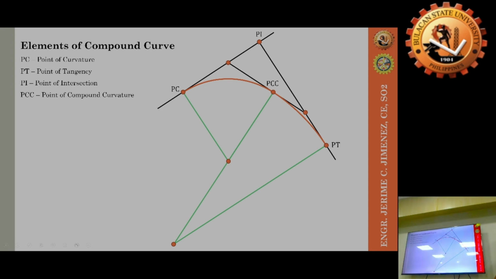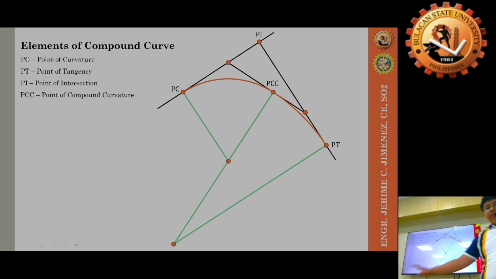So, what if tatlo? Pag naging tatlo yan, magkakaroon ka ng PCC1 at PCC2. Okay? Pag-apat, PCC1, PCC2, PCC3. Okay. Later on, makikita nyo sa sample problem natin. Okay? Proceed tayo.